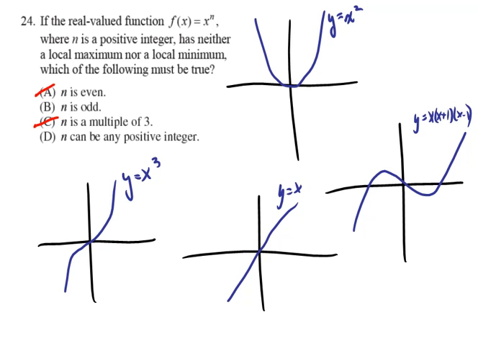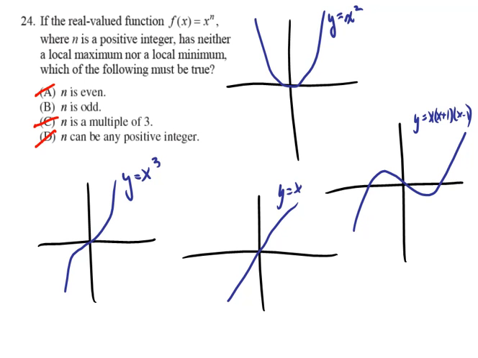Then D, n can be any positive integer. Well, we've just shown that y equals x squared, where n is equal to 2 or 4 or 6, does not work. There are no even powered polynomials that have no local min or max, so that's out.